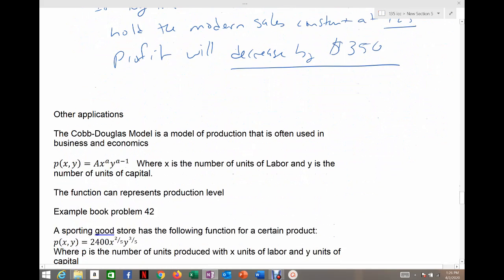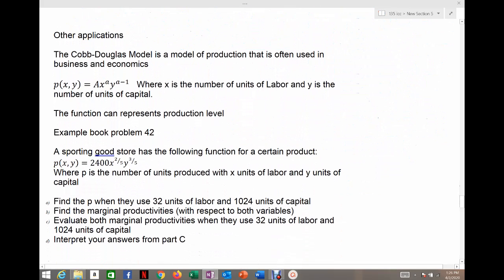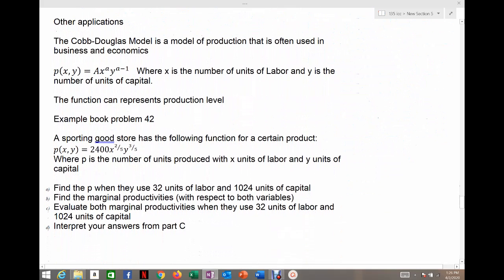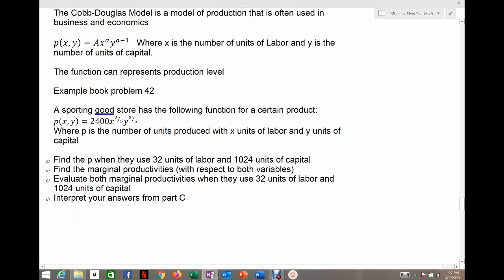All right, I'm going to look at one more example, problem number 42, which is a special type of equation called the Cobb-Douglas model. And again, if you take an economics class, these are models that are often used for labor and capital in an economy. So here's the generic case. X represents the number of units of labor. Y represents the amount of capital.